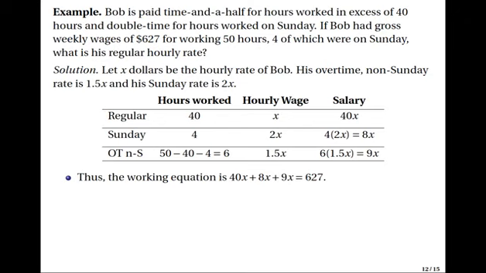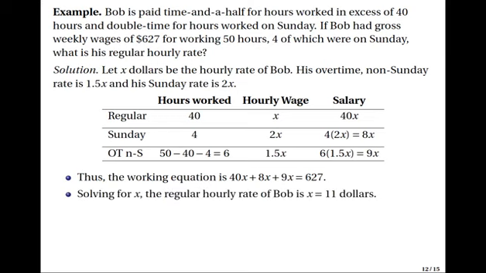So from here, we just need to solve the equation. Okay? You add 40x plus 8x plus 9x, that will be what? 57x. Okay? And then divide 627 by 57, you'll get x equals $11. So the regular hourly rate of Bob is $11.